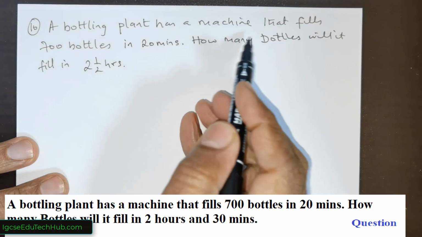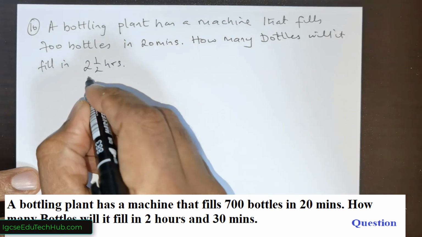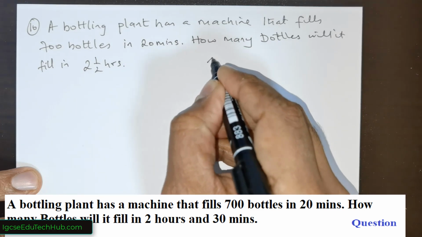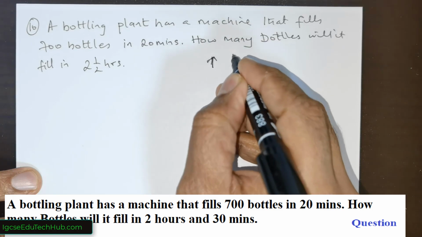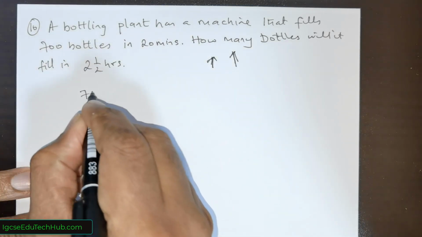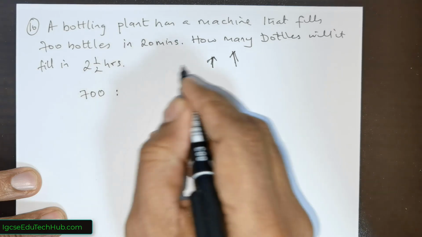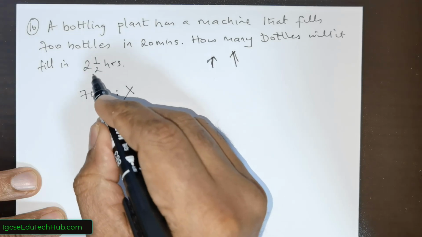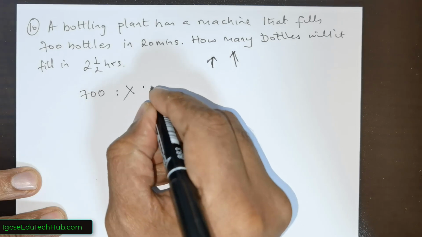A bottling plant has a machine that fills 700 bottles in 20 minutes. How many bottles will it fill in 2 and 1 over 2 hours? Now this is a direct proportion problem, because the more time the machine is involved, the more bottles will be filled. Okay, so I'm going to form the system like this: 700 bottles, and we do not know the other set. In other words, if the machine were to be working for 2 and 1 over 2 hours, we need to find those number of bottles.